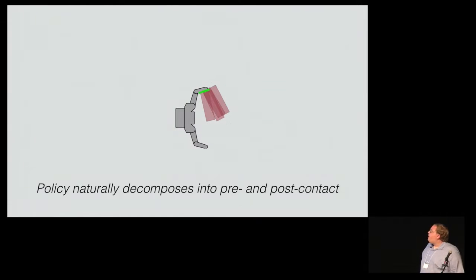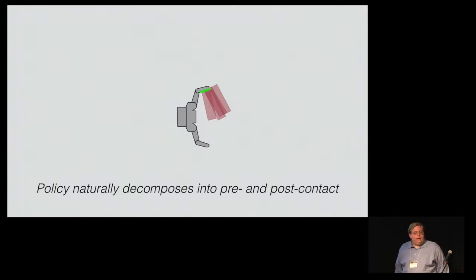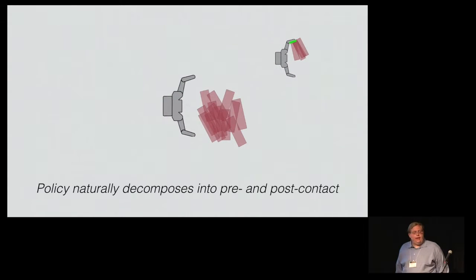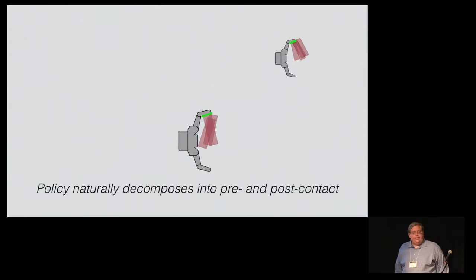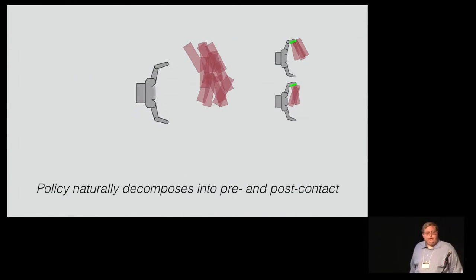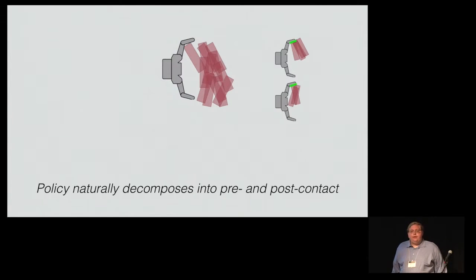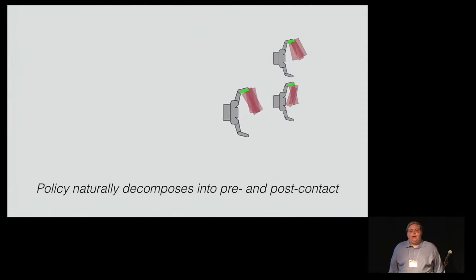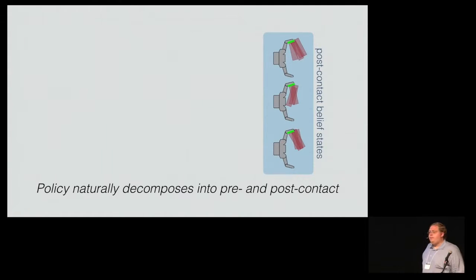So suppose we execute this type of trajectory and we observe contact with our left fingertip. We might get a posterior distribution that looks something like that. If we execute a different trajectory and observe contact with our left fingertip, we receive a very similar posterior distribution. And in fact, the same thing is true if we do the same thing on a completely different prior distribution. In general, what we've observed is that there's a relatively small set of post-contact belief states.